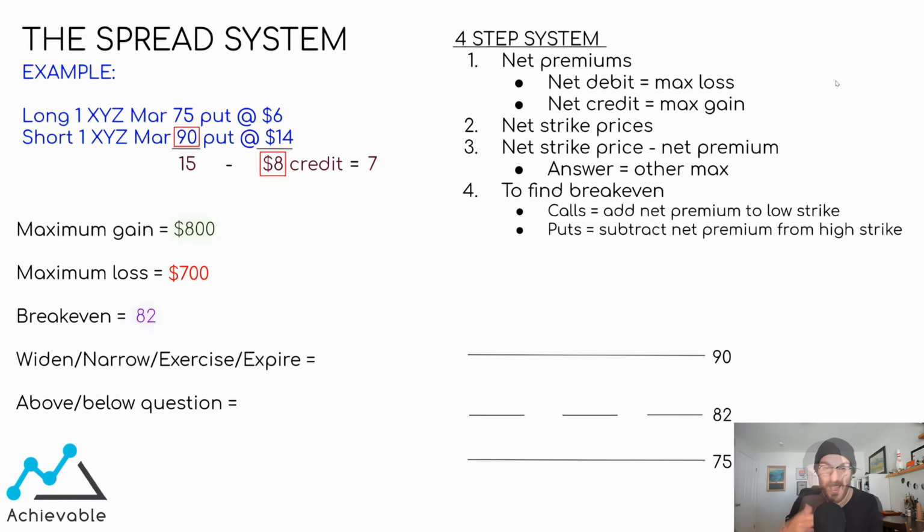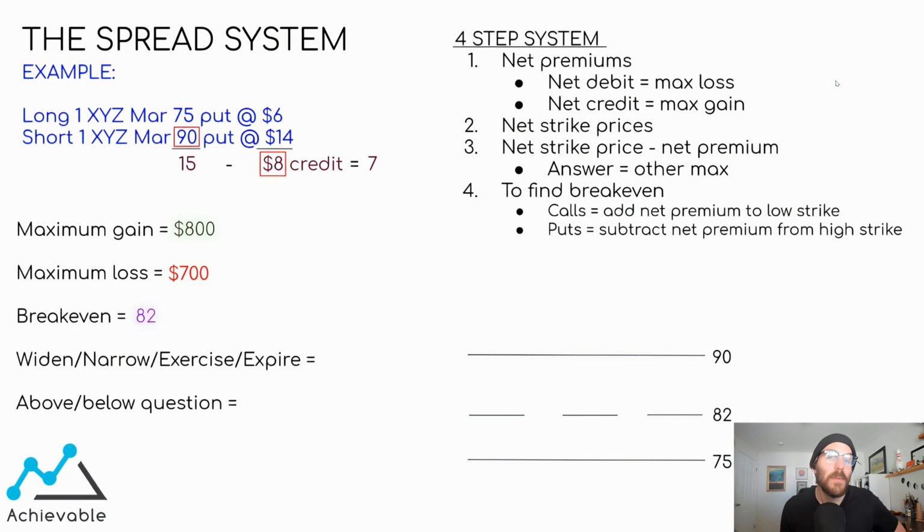Now, from there, I think it's important if we talk a little bit about what's going on here. What's the purpose of this? Why is this investor going short the 90 put and long the 75 put? What's the overall intent? So let's talk through that, and we're going to think about this through phases, okay?